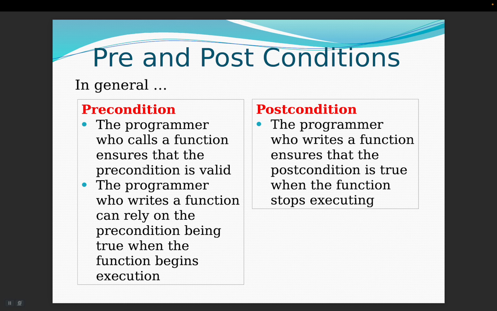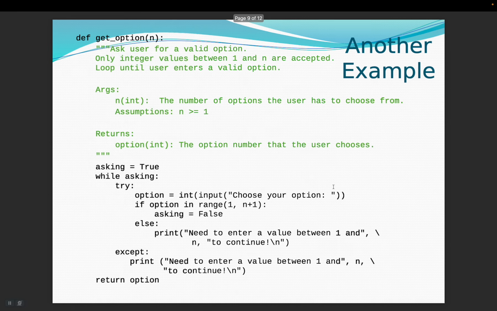So in general, precondition: the programmer who calls a function ensures that the precondition is valid. The programmer who writes a function can rely on the precondition being true when the function begins execution. Postcondition: the programmer who writes a function ensures that the postcondition is true when the function stops executing.